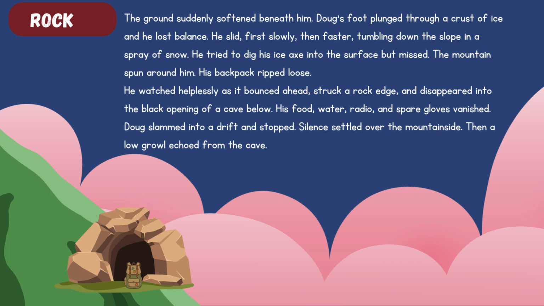In our rock, the ground suddenly softened beneath him. Doug's foot plunged through a crust of ice and he lost balance. He slid, first slowly, then faster, tumbling down the slope in a spray of snow. He tried to dig his ice axe into the surface, but missed. The mountain spun around him. His backpack ripped loose. He watched helplessly as it bounced ahead, struck a rock edge, and disappeared into the black opening of a cave below. His food, water, radio, and spare gloves vanished. Doug slammed into a drift and stopped. Silence settled over the mountainside. Then a low growl echoed from the cave.